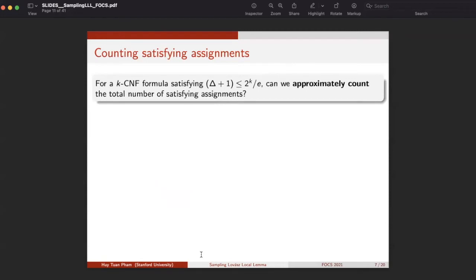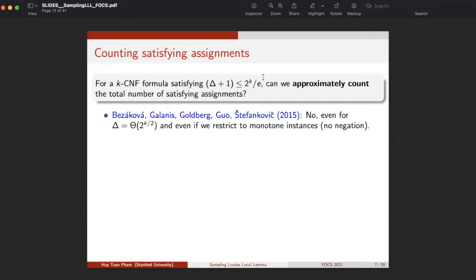What if we want to approximately sample, uniformly at random, a satisfying assignment, or approximately count the total number of satisfying assignments? It turns out that under this LLL condition, it is actually NP-hard to approximately count the number of satisfying assignments. So in the work of Bezáková et al., even for delta equal to 2 to the k over 2, and even if we restrict to monotone instances of the k-CNF formula, that is, we don't have any variables with a negation, it is still NP-hard to approximately count.